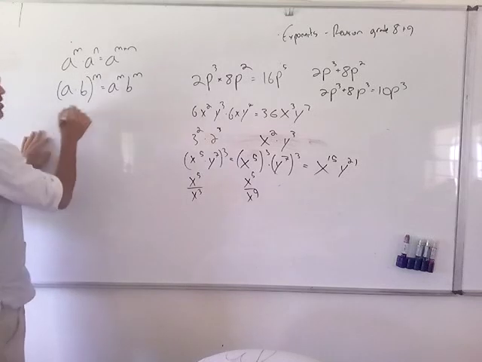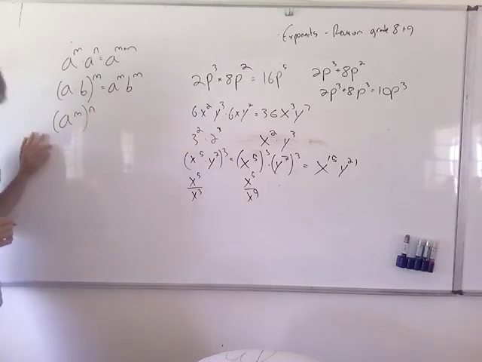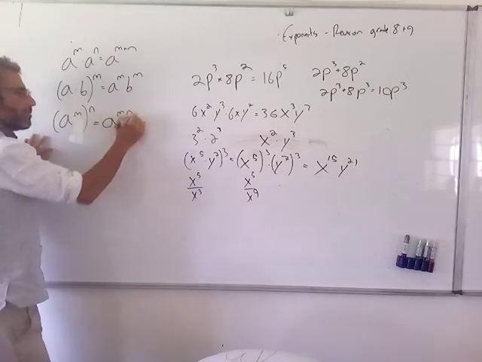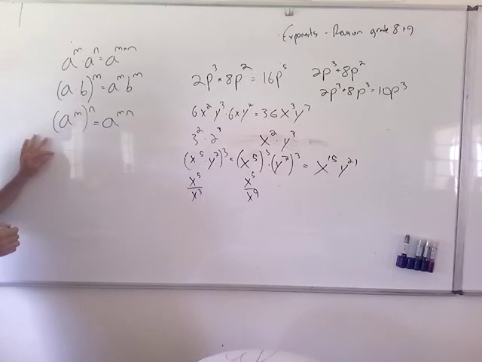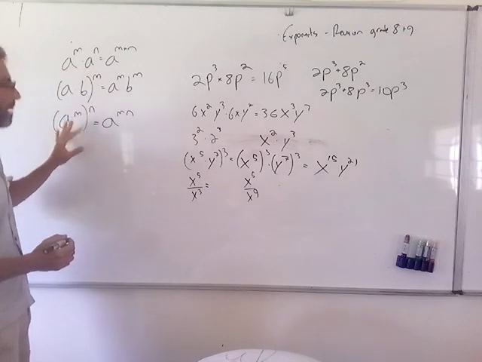The other rule we just saw here is (a to the power of m) to the power of n. If I'm powering it by n, exactly, it's going to be multiplying the exponents, m times n. We happy with that? Okay, now we're moving on to division. We've done multiplication, we've done power.